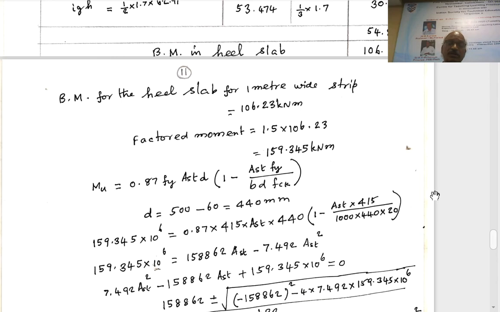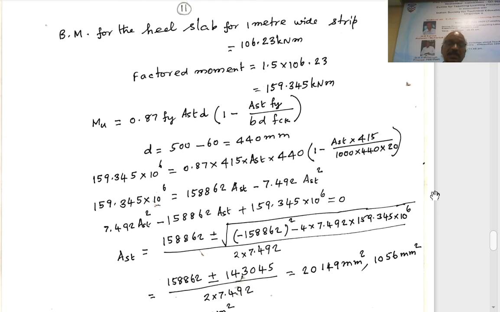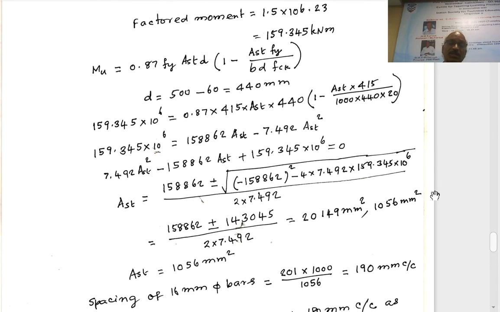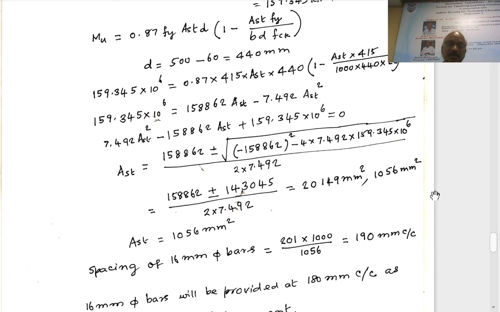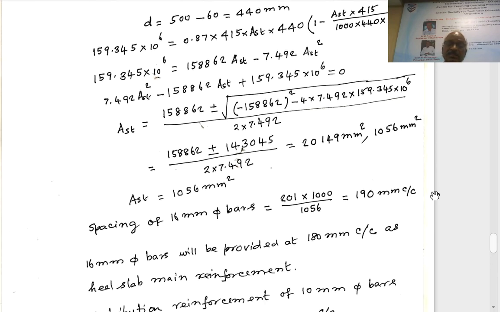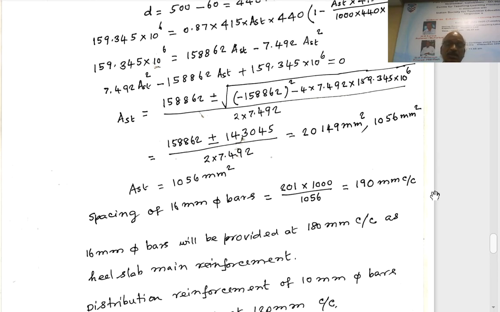So Mu equal to, again the formula in the code book. So Mu is 159.345 equal to this value. That will give you Ast equal to, these are all only calculations as we have seen earlier, in a little detail. So Ast equal to 1056. You got two values, you take 1056. So 1056 is more than the minimum. Minimum is 600, so it is more than the minimum.